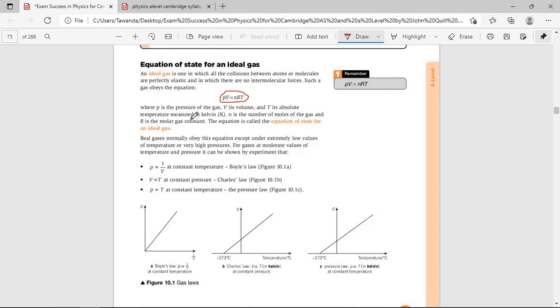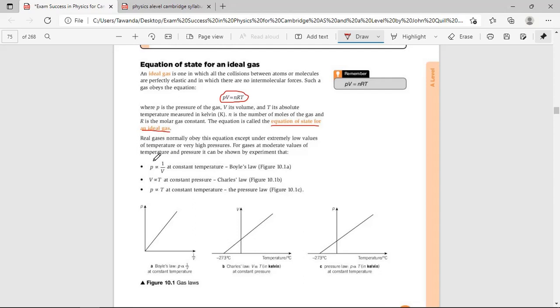PV equals nRT, where for an ideal gas, it must satisfy this equation, where P is the pressure of the gas, V is its volume, T is the absolute temperature in kelvins, n is the number of moles of the gas, and R is the molar gas constant. So this is what we are referring to, the equation of state of an ideal gas. This one is for an ideal gas, right?